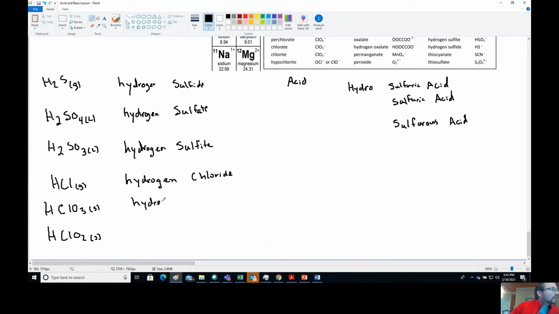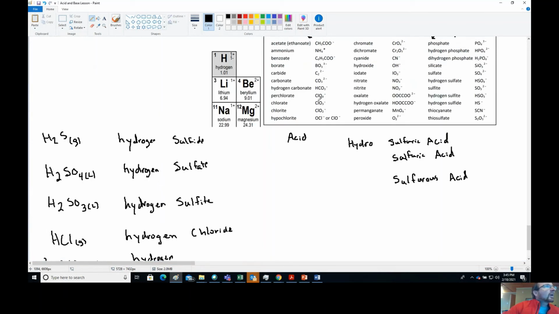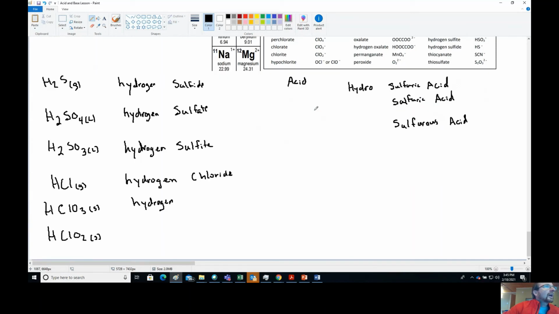Hydrogen. Okay, I got to find ClO3. I'm sure you have already. I'm just going to scroll up here. There it is, chlorate. Oh, there's ClO2, chlorite. Oh, they're right there. It's definitely a Where's Waldo night.